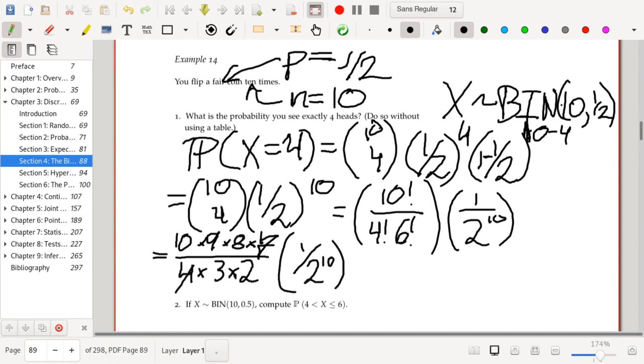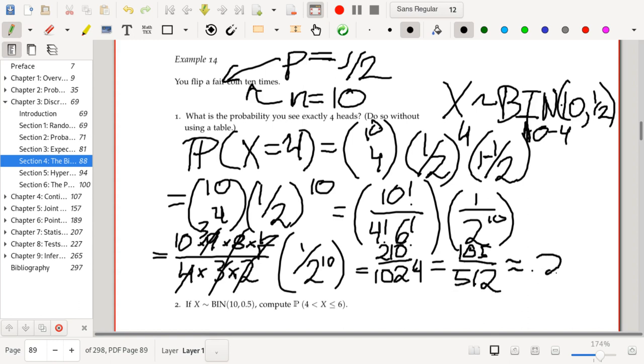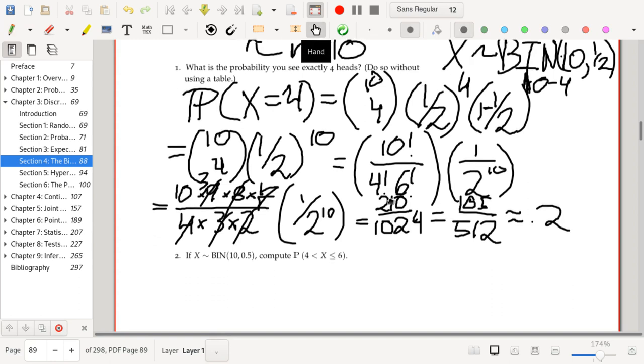And the 4 and the 2 will cancel out with the 8, and the 3 will cancel out with the 9, leaving us with 3. So that gets us 210 over 1024. That's the 10th power of 2, which is equal to, since there is a 2 in common, 105 over 512, which is approximately equal to 0.2. Okay, so that's the answer to that one.